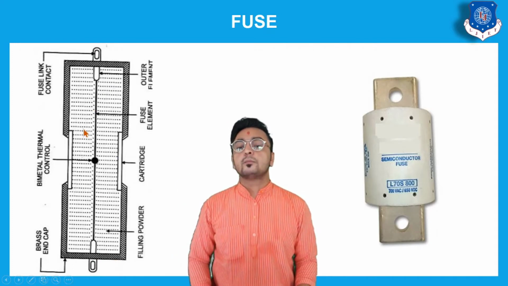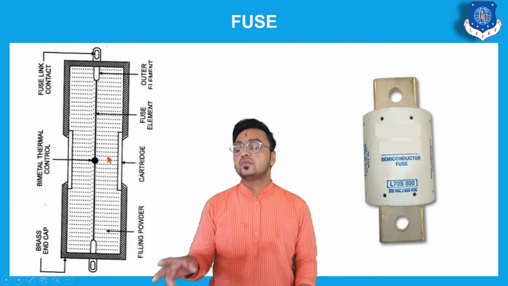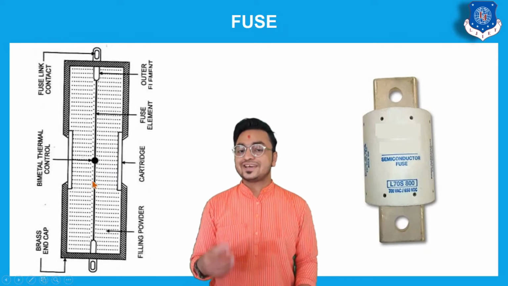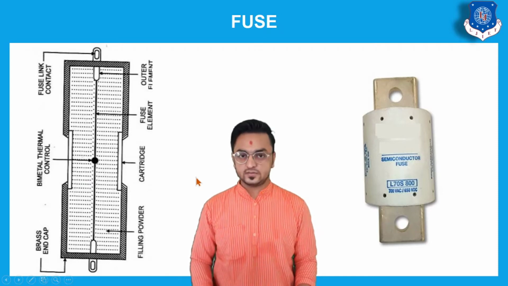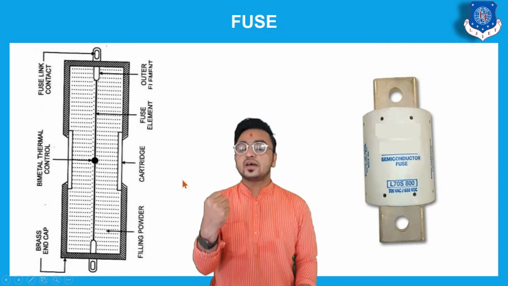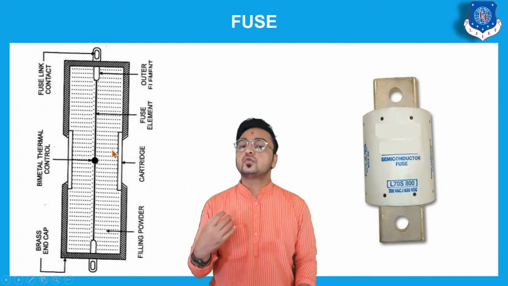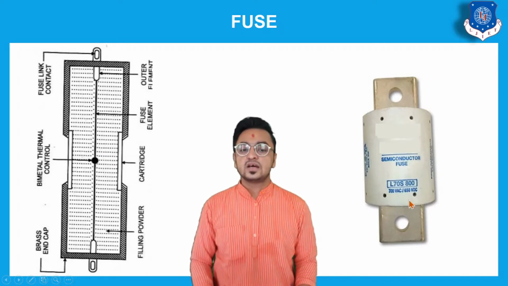And this body is filled with a filling powder. So what will happen if this fuse wire melts? This filling powder will try to extinguish the spark caused by the melting of the wire. As we are reducing the spark, we are reducing the chances of an accident, and that's why we can design this fuse with a high rating. So this is an HRC fuse, and the last one is a semiconductor fuse.